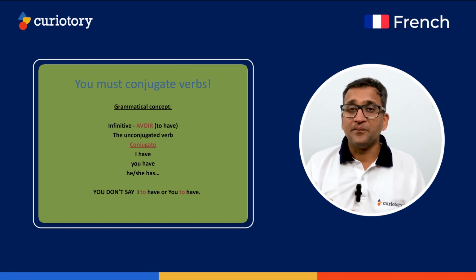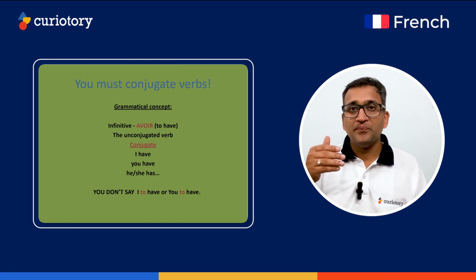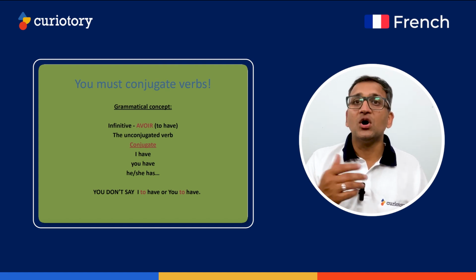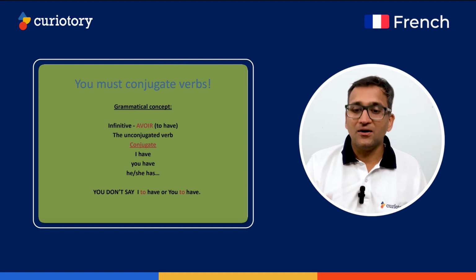Now in English, it's easy. The verb avoir means to have: I have, you have, and with he and she it is has, and again it is we have, they have. But in French, it is not that easy. You have a different set of spellings or words. For I, it is different. For you, it is different. So it means you need to conjugate the verb avoir.